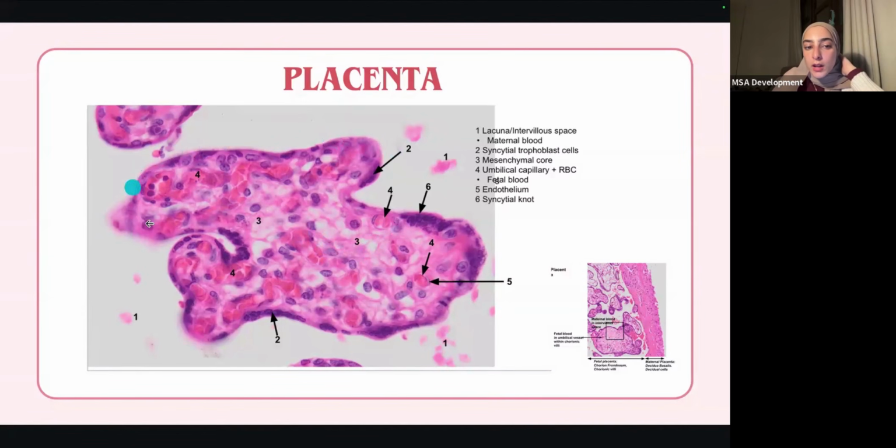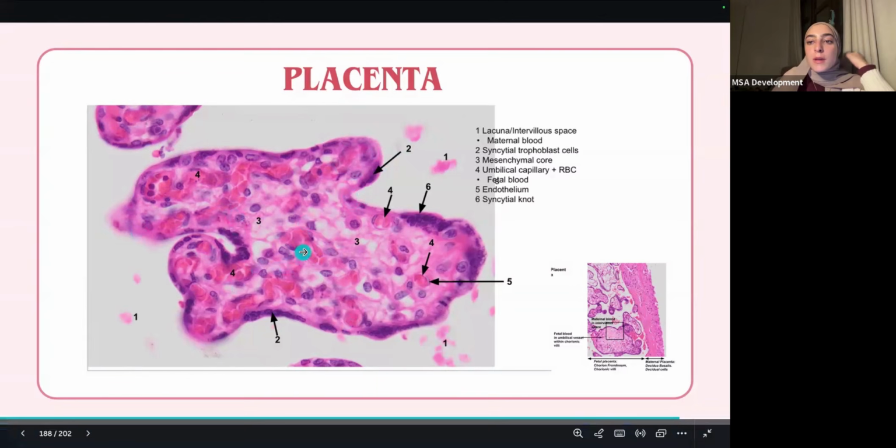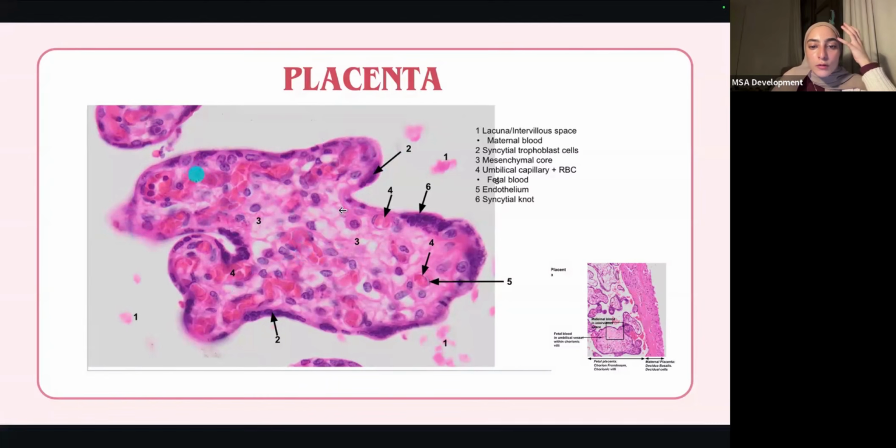Lining the villi are cells called syncytial trophoblast cells, and inside the villi it's the baby's blood, the fetal blood. And here in 4 you can see the capillaries or the red blood cells, the blood that's for the baby, because they don't mix. The maternal and the fetal blood, they don't mix. And outside is the maternal blood, and then it diffuses in. Now we're going to talk about how it diffuses in. And then these are syncytial knots. But what's the most important thing? The syncytial trophoblast cells, because they line the chorionic villi.